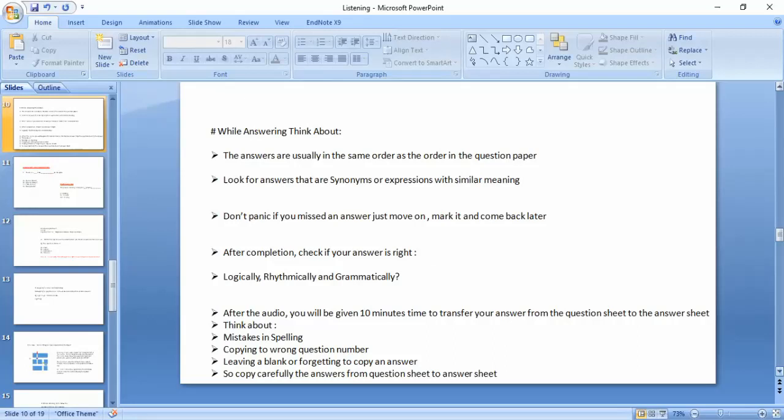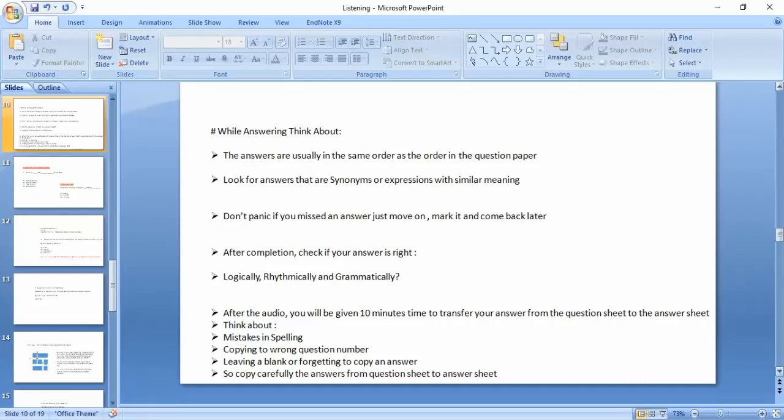And also make sure you copy to the correct question number. Don't copy your answer of question number one and put it in the blank of question number three, or copy your answer from question number 10 into question number 20 on the answer sheet. That means you have to write your answer in the corresponding numbers, okay? Don't mismatch, otherwise you will lose the score. And also don't forget to copy an answer, okay?